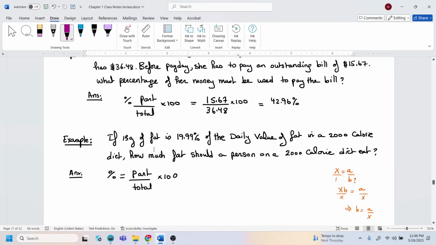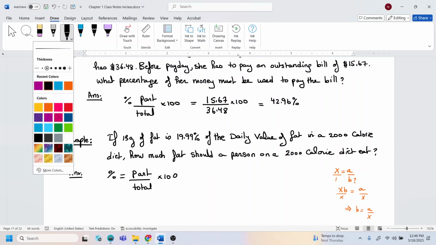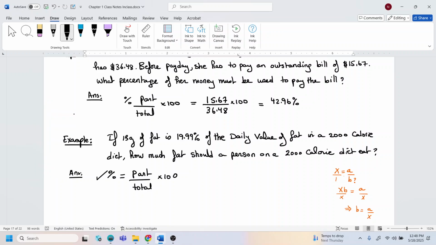Okay. Another example: if 13 grams of fat is 19.99% of the daily value of fat in a 2000 calorie diet, how much fat would a person on a 2000 calorie diet eat? So here's what we have there. What we need is the total. We are given the percentage, which is 19.99. We are given the part, which is 13 grams. So we are given the percentage, we're given the part, and we don't know what the total is.